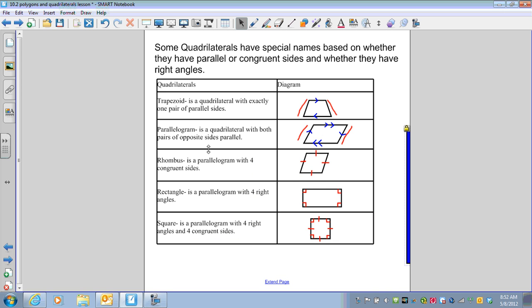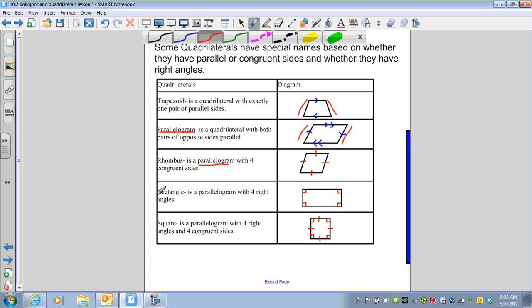So the next one's a rhombus, which is a parallelogram, like the one above here, but it has 4 congruent sides. So now they're parallel, the sides, and congruent, meaning the same length.